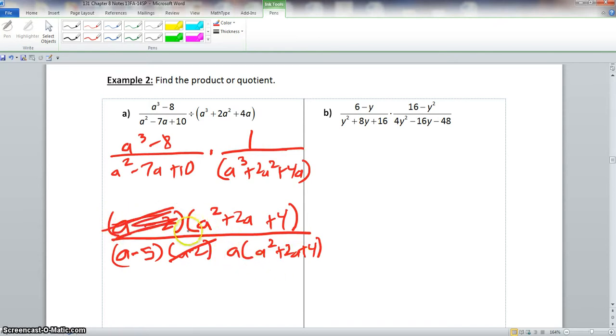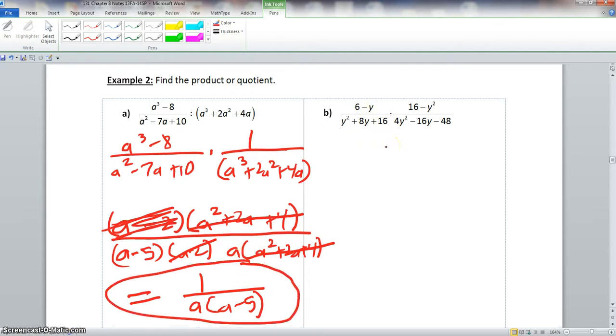And then we have the a squared plus 2a plus 4 in common. So all of those simplify out. And since everything simplifies out in your numerator, that means 1 is left. And our denominator would be a times (a minus 5). And that is our final answer.